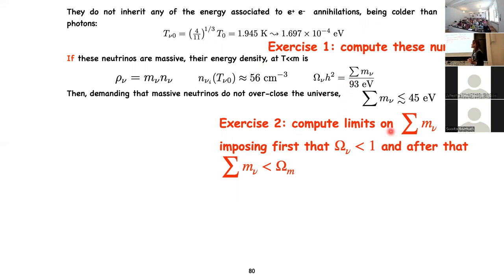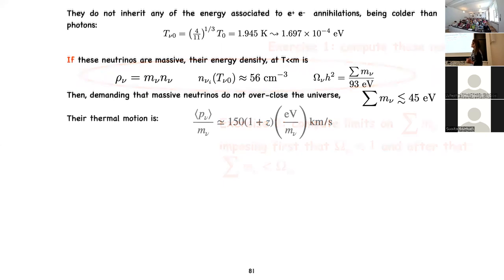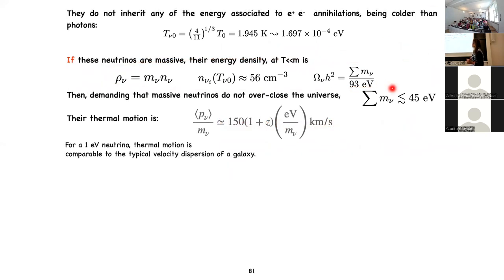This is the exercise number one, this is the exercise number two, okay? There will be a third one later on. This is quite easy. It's just units. So realize that one can impose already a very, very rough bound on their mass by demanding that these neutrinos don't overclose the universe. That is by demanding that omega nu should be smaller than or equal to one, one gets this bound, which is not very good, but it's a very straightforward one.